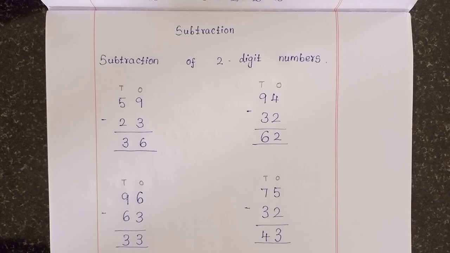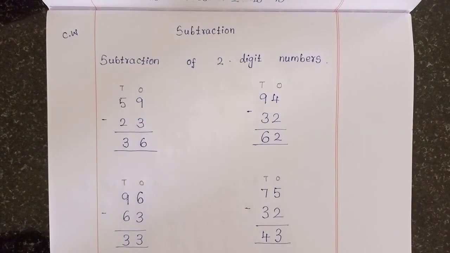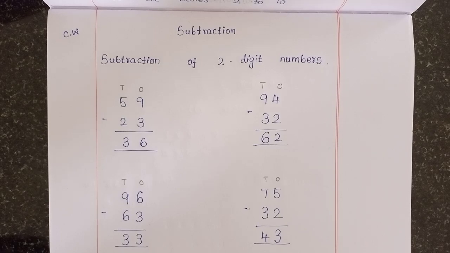Now all of you open your maths note. Take a new page. Write the heading: Subtraction. Then, subtraction of 2-digit numbers. Write neatly.